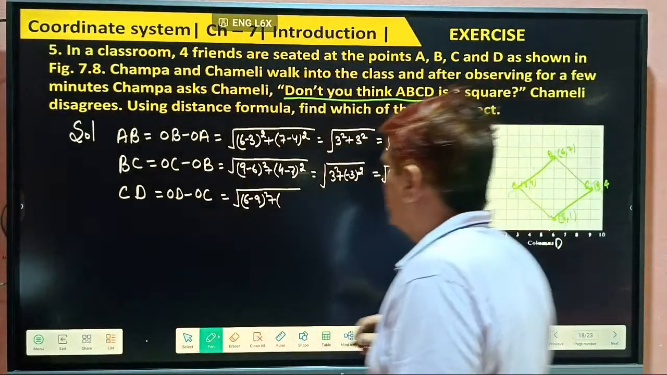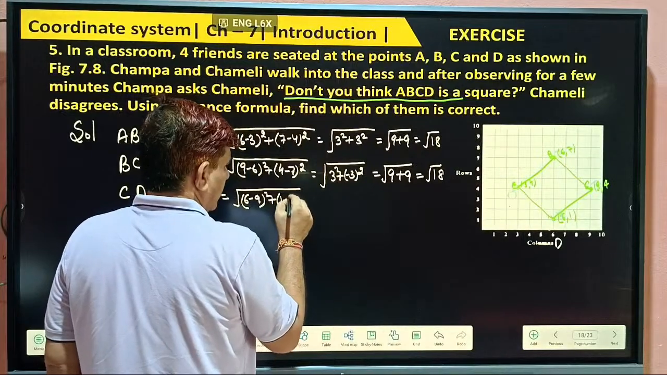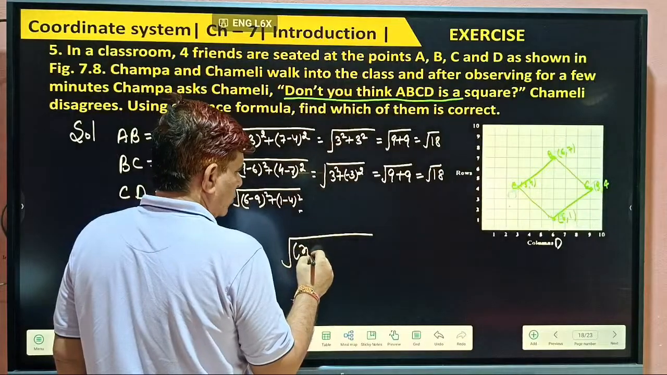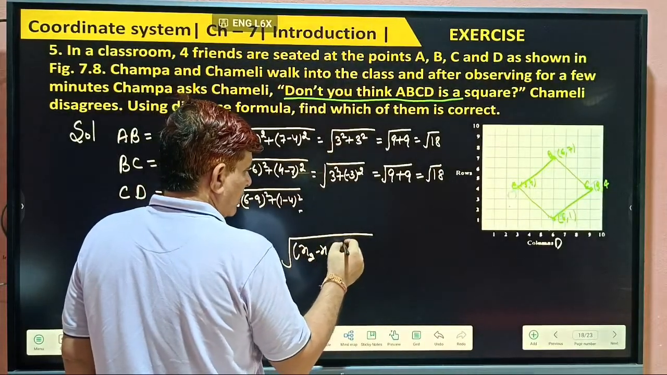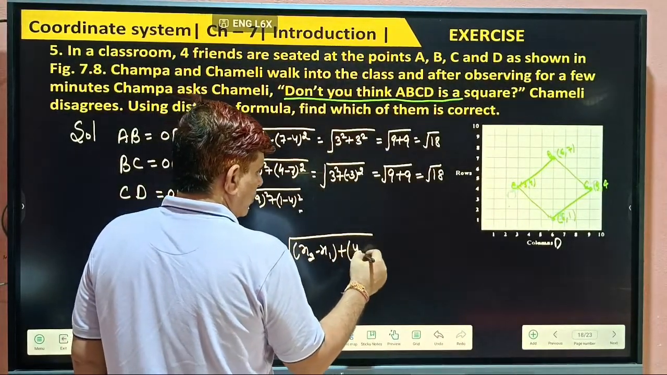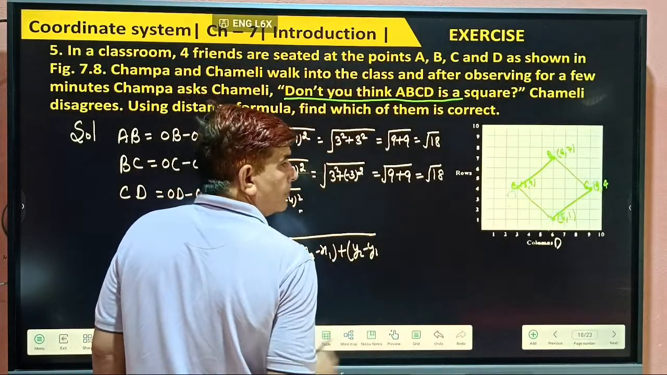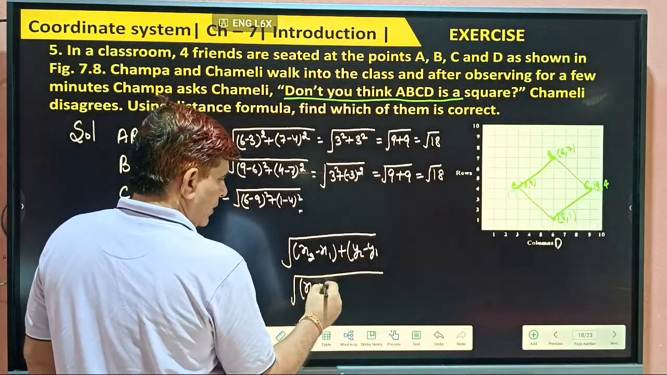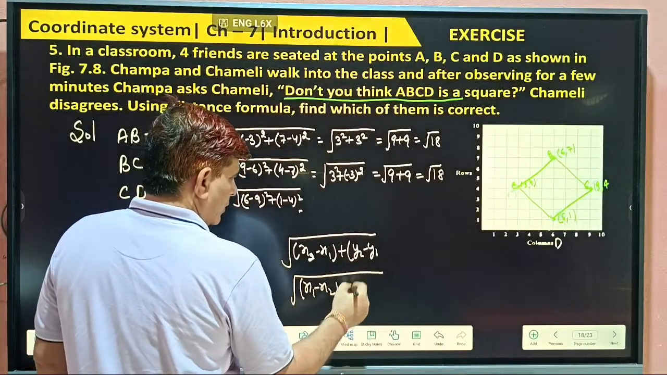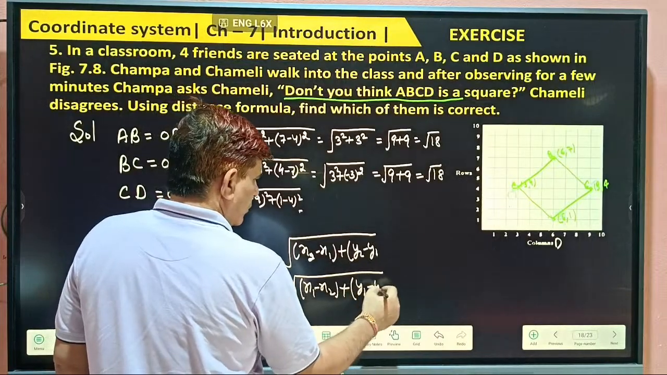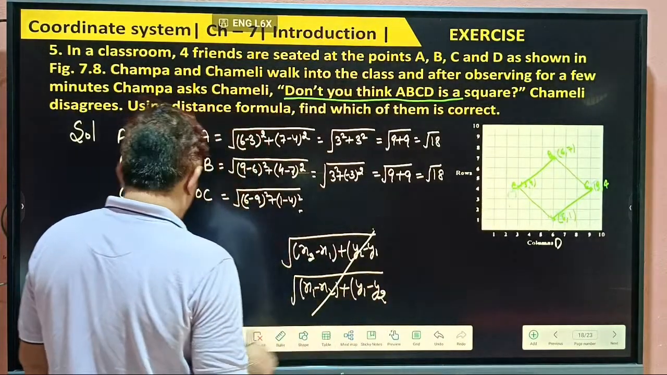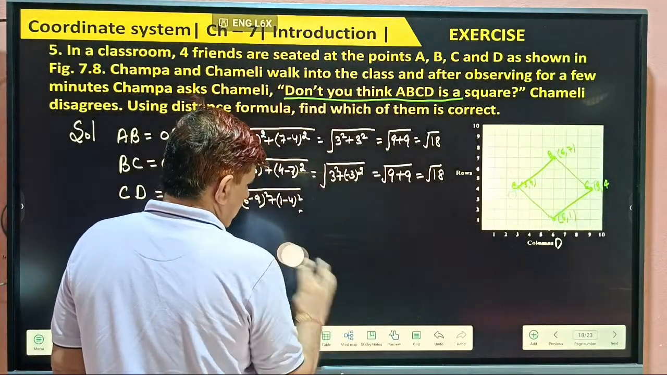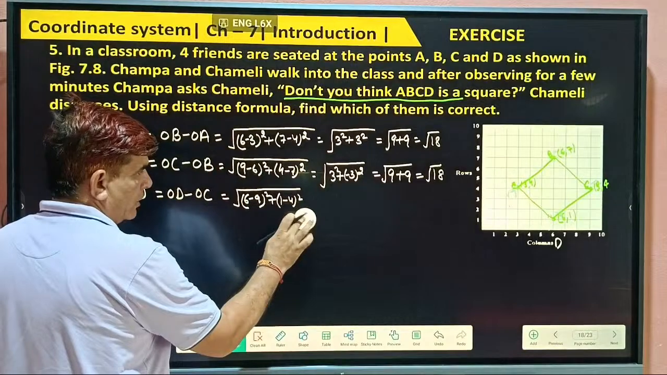1 minus 4, 1 minus 4 whole square, because the distance formula is x2 minus x1 plus y2 minus y1, or we can write it like this also, x1 minus x2 plus y1 minus y2. So any way you can apply, it remains the same. Why? Distance is positive. That's the reason.